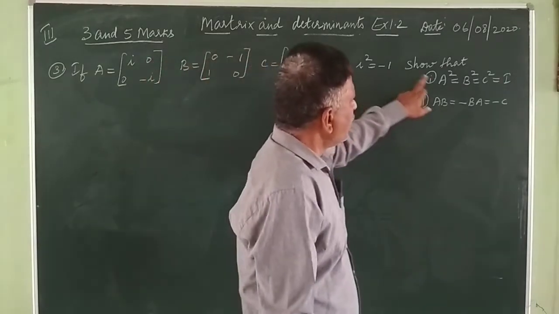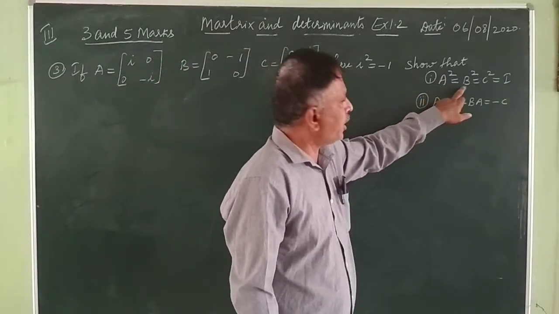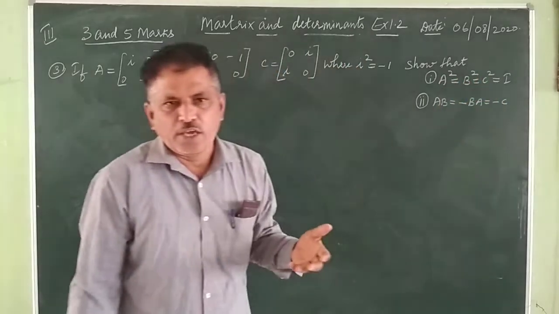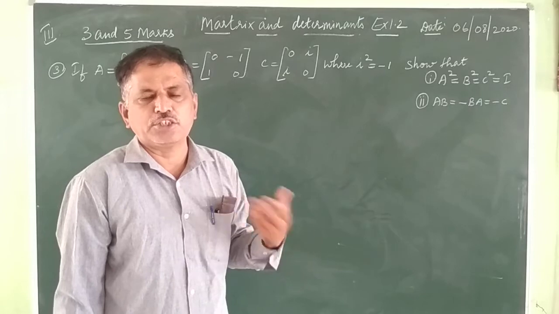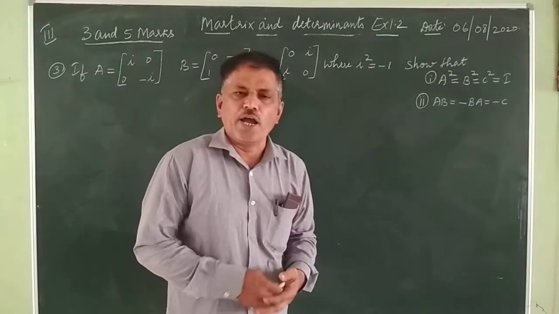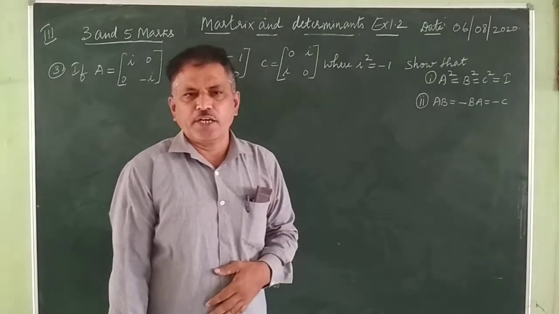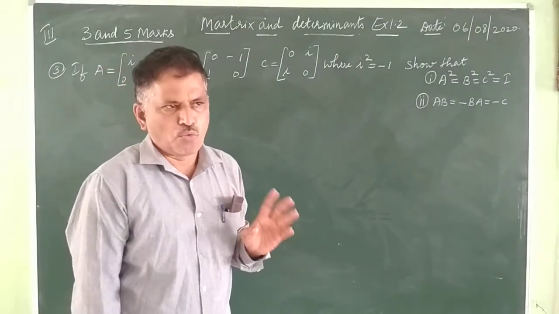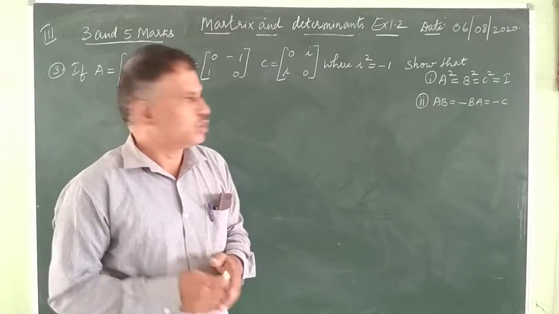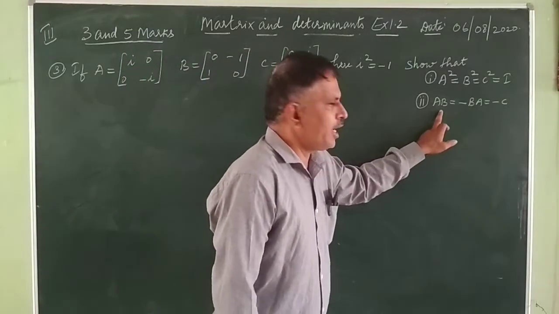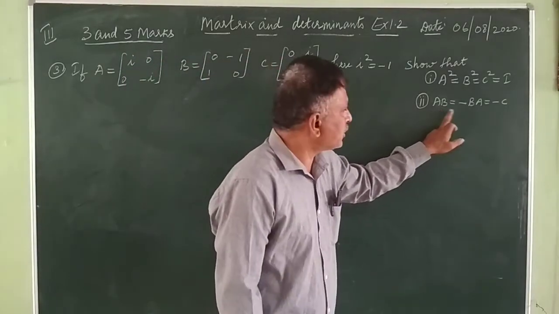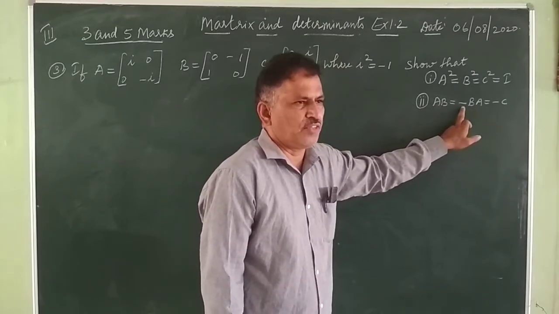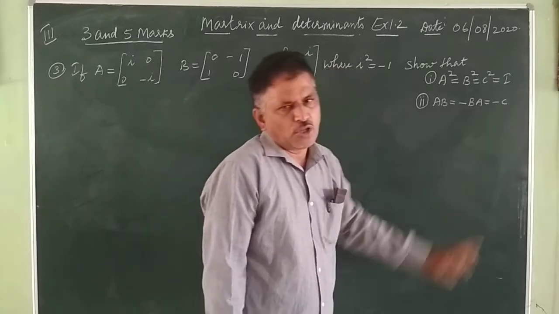We have to show that A square is equal to B square is equal to C square is equal to I. That means the square of A matrix, the square of B matrix, the square of C matrix should be the identity matrix. I means the identity matrix. Its value will be 1 0 as well as 0 1. First row 1 0, second row 0 1. In the second case, A into B, that is multiplication of matrices, is equal to B into A, again multiplication, negative of that, and that should be equal to minus C.